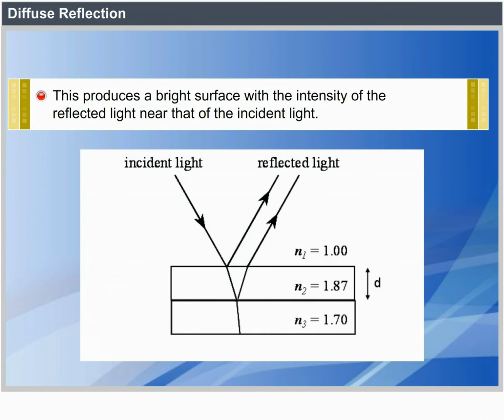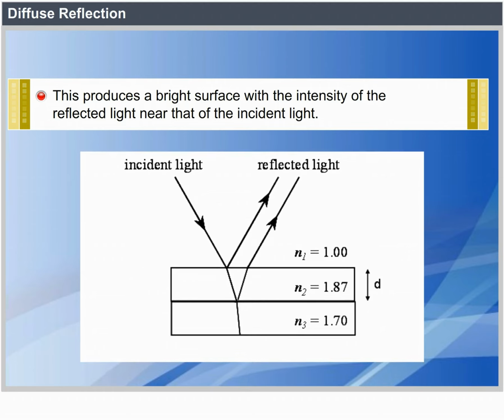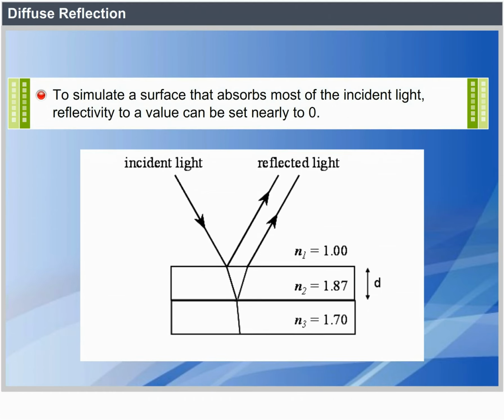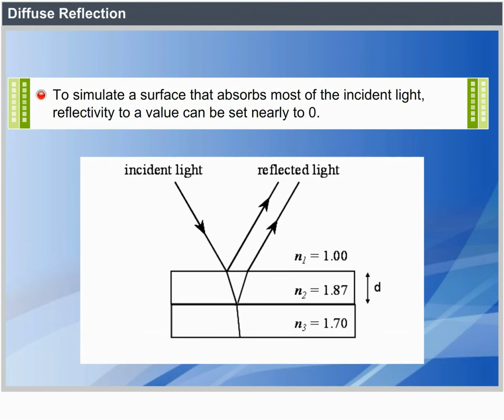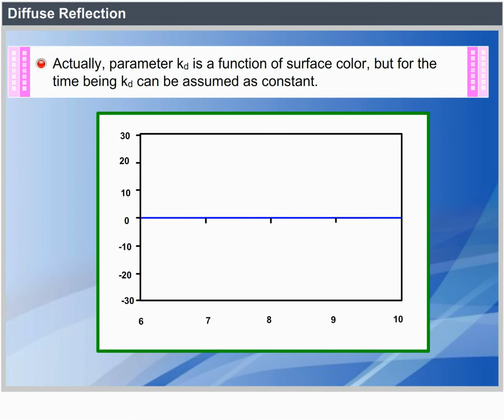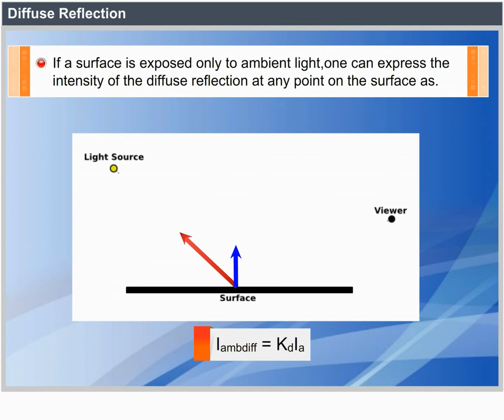This produces a bright surface with the intensity of the reflected light near that of the incident light. To simulate a surface that absorbs most of the incident light, we set the reflectivity to a value near 0. Actually, parameter Kd is a function of surface color, but for the time being we will assume Kd is a constant. If a surface is exposed only to ambient light, we can express the intensity of the diffuse reflection at any point on the surface as I_ambdiff equals Kd times Ia.